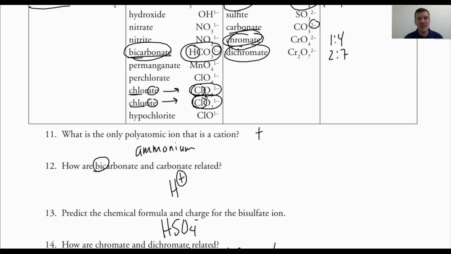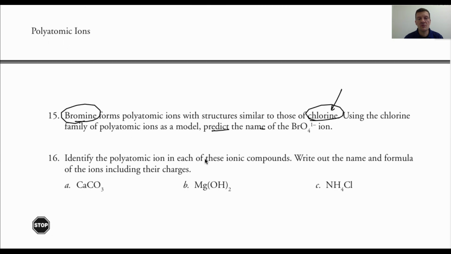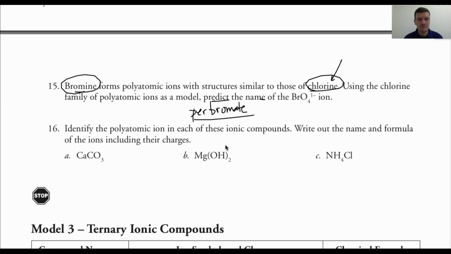So this is BrO4 with a -1 charge. Here we've got a ClO3. Oh, here it is. Chlorate. Here's a ClO4 with a -1. That's called perchlorate. So that prefix PER indicates that it has one more oxygen than the chlorate. Alright? So this would be perbromate. Perbromate.